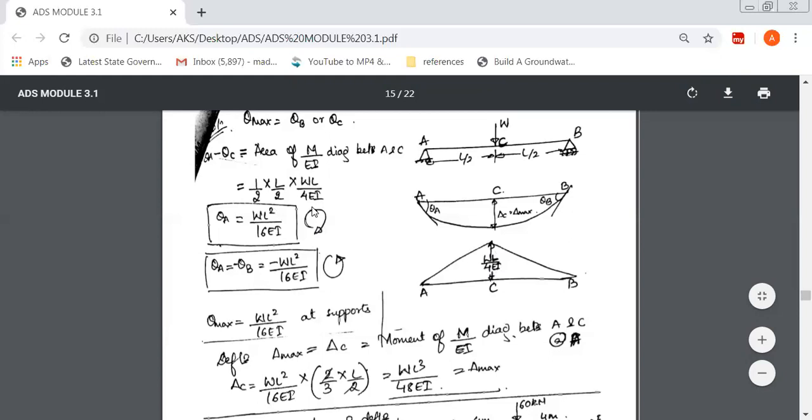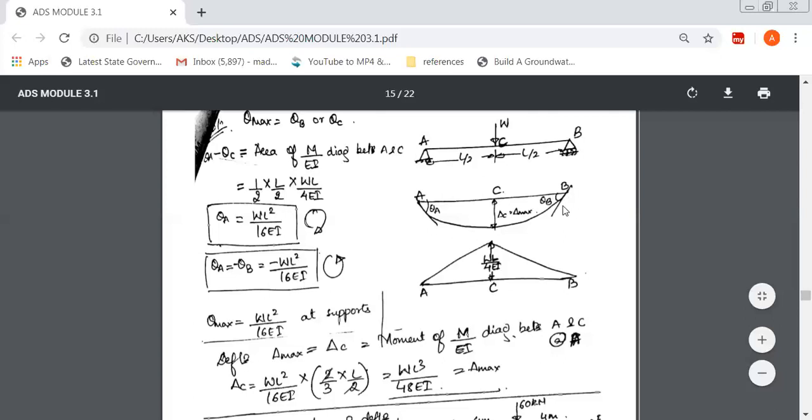So answer is positive means rotation is clockwise. Similarly, now if you want to find theta B, it would be just the opposite of theta A. Now see here, theta A is WL square over 16EI clockwise. So theta B would be minus WL square over 16EI.